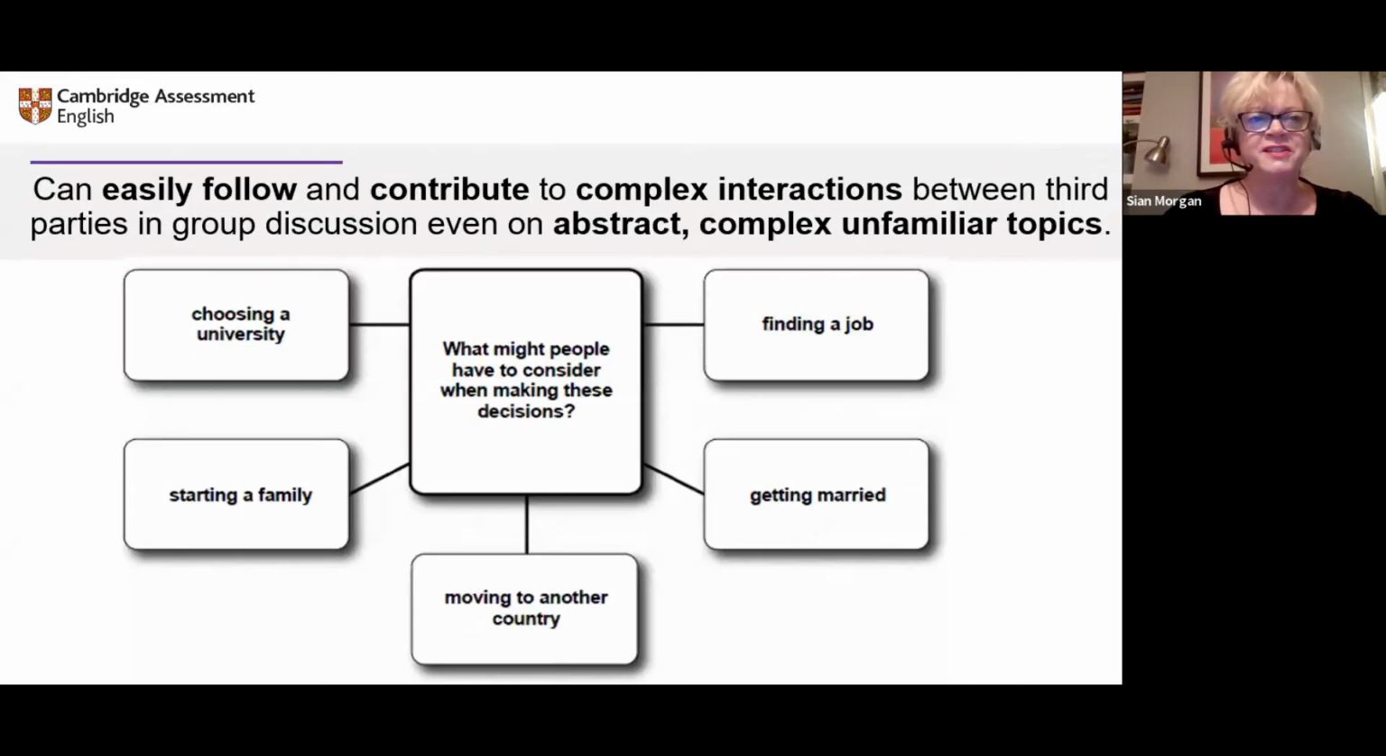Okay, sorry, I went on a slide too much. So we've got them, in fact, highlighted on the slide. So you've got them highlighted, can easily follow.